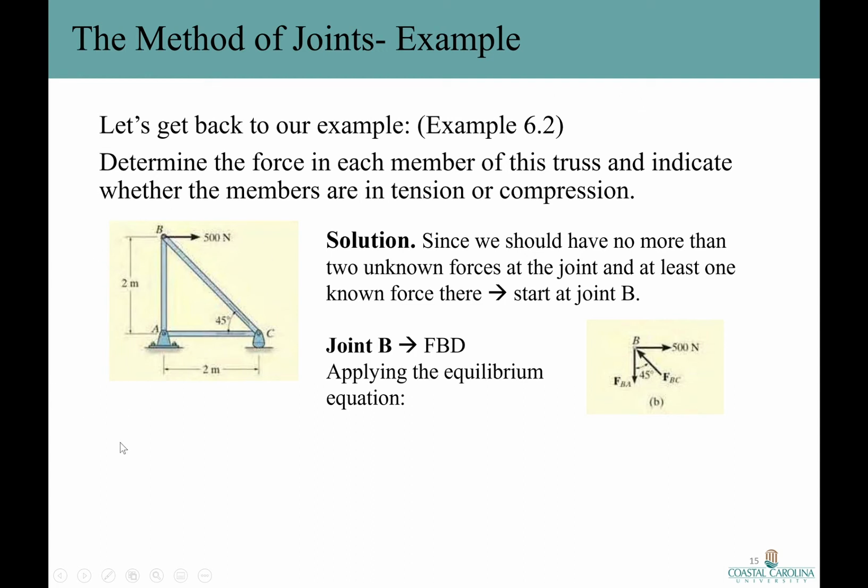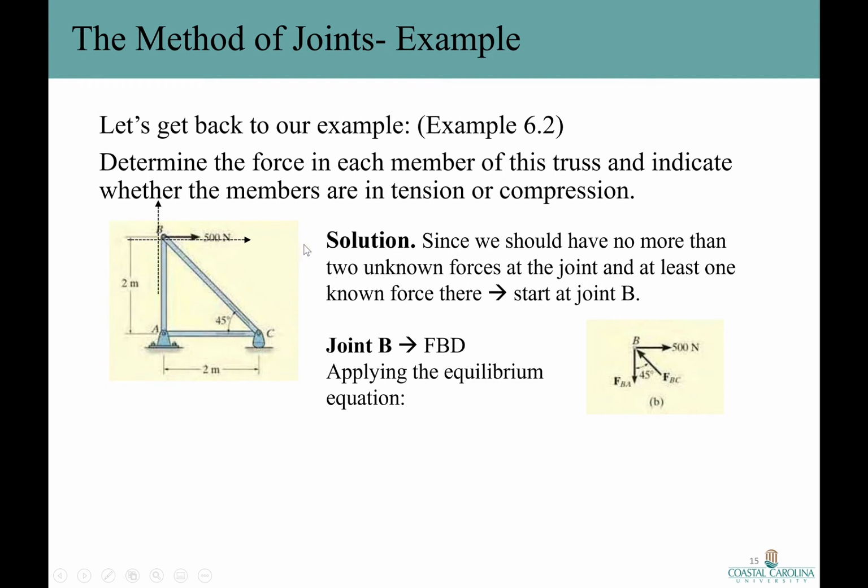Well, we have this truss. It's asking for the forces in each member of the truss and indicate whether the members are in tension or compression. I want you to pause the video, think about it, and then we'll solve it together. Okay. Do you remember we said we should always start at a joint that has no more than two unknowns and at least one known force? So here is the joint that we should start at, joint B.